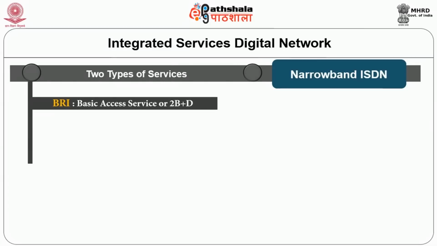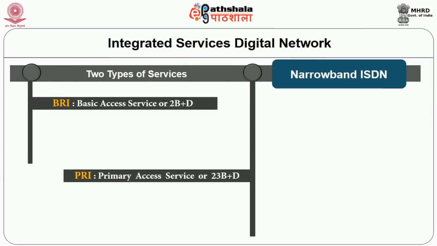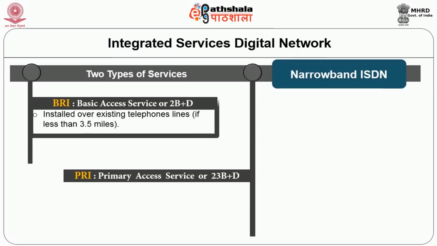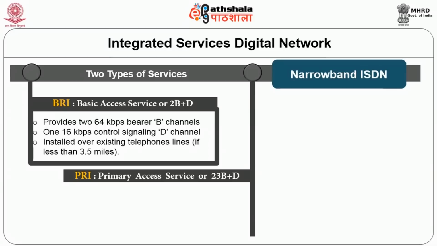One is called BRI and another is called PRI. BRI stands for Basic Rate Interface. For basic access services, generally two connections are used, 2B, that is two B pipes, then one for signaling, and it provides two 64 kbps bearer B channels and one 16 kbps control signal channel, called the D channel.